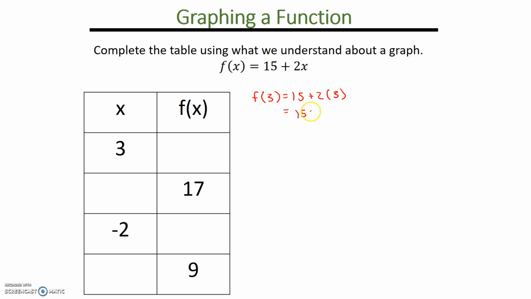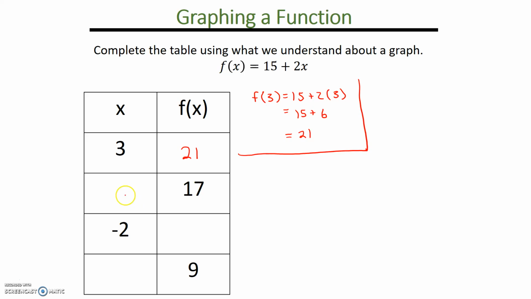So I have 15 plus 2 times 3, which is 6. Now 15 plus 6 is going to give me 21. So again, what this is saying is when my input is positive 3, my output is 21. So f of x here is 21. Now this is a little bit weird, so let's move on to the next one here. I'm boxing my work here, so I separate it.